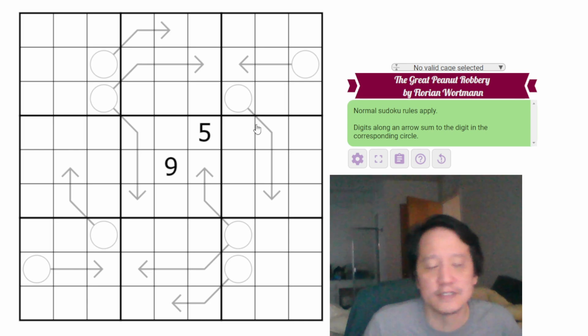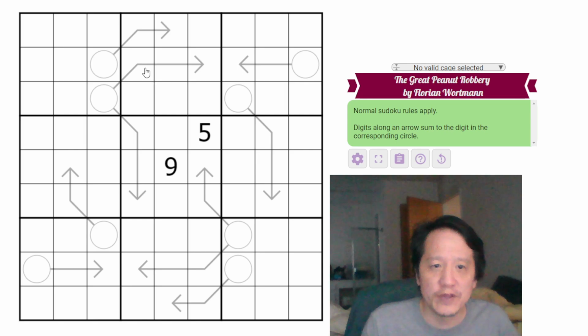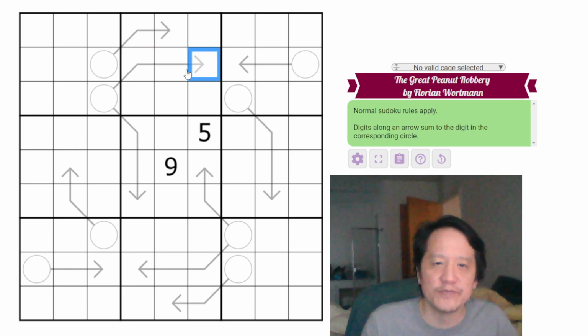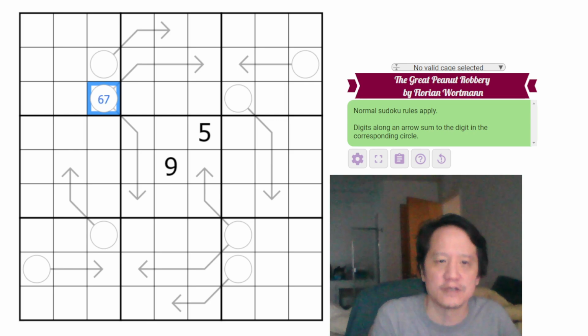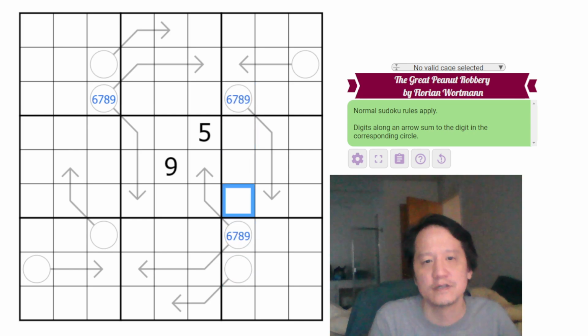Okay, again, I'm not very good with arrows. One thing about arrows, though: if there are 3 digits along an arrow, that means the circle has to be greater than 6. So 6 or greater. So that's 6 through 9. This is 6 through 9. And this is 6 through 9.